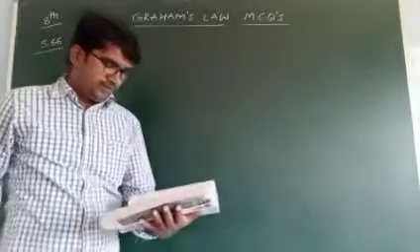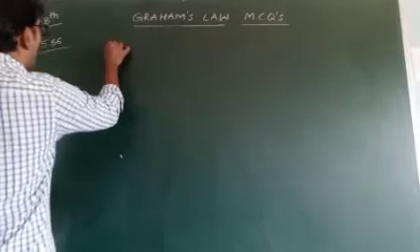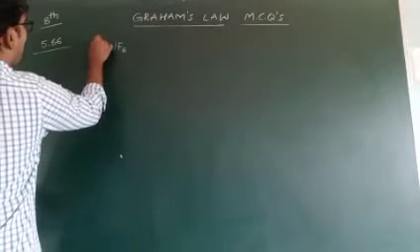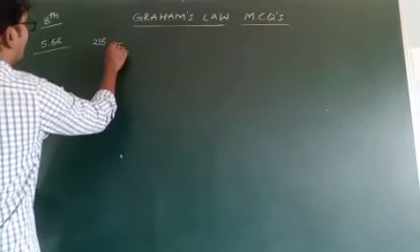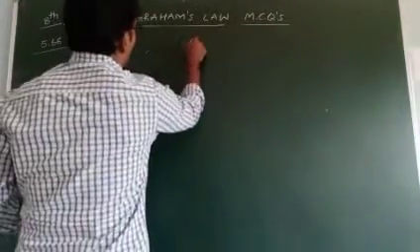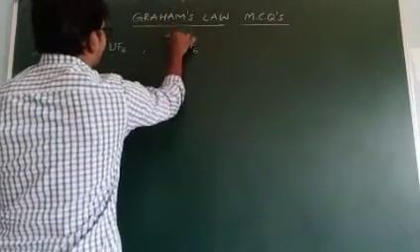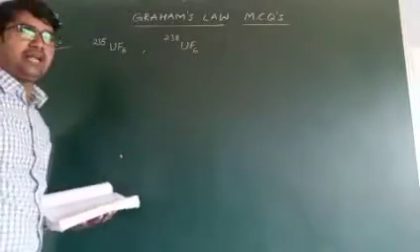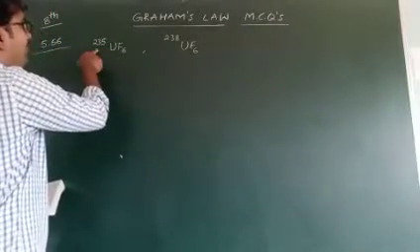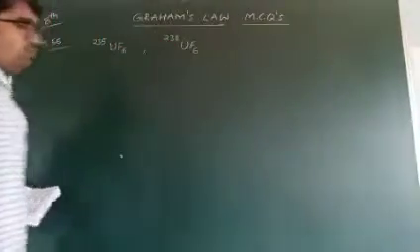Once observe this problem. Compare the rates of diffusion of UF6, where the uranium atomic mass 235 is given, and another UF6, uranium hexafluoride, with uranium atomic mass 238. Just compare the rate of diffusion for these two uranium hexafluorides. First uranium atomic mass is 235, second uranium atomic mass is 238.